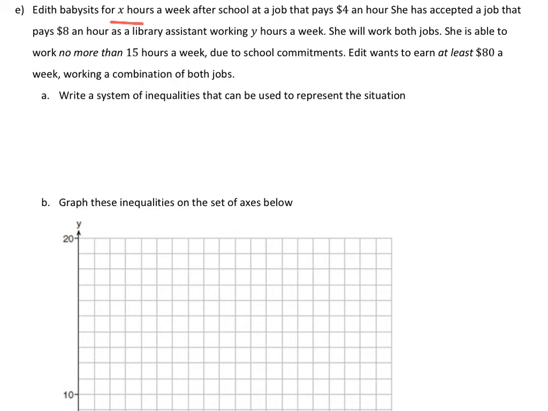So here's my first money question, or money portion. She accepts a job that pays $8 an hour. And there's a second money information piece. As a library assistant working Y hours, there's my second variable, a week. She will work both jobs. Okay, so she's going to do both things.